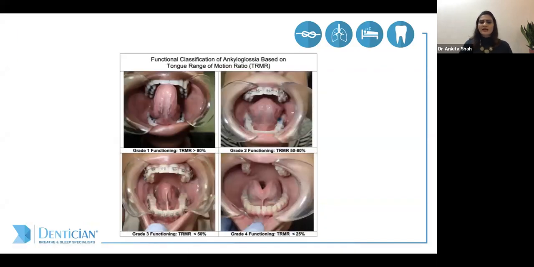This was the TRMR scale, and they stated that whenever it was less than 25 to 30%, it means that there is a tongue tie. But I also want you to understand that a lot of times the functioning can be affected due to other reasons as well. There could be muscle dysfunction, there could be tongue space issues, there could be a low tongue. So we have to evaluate everything.